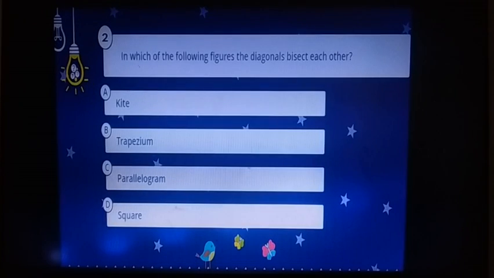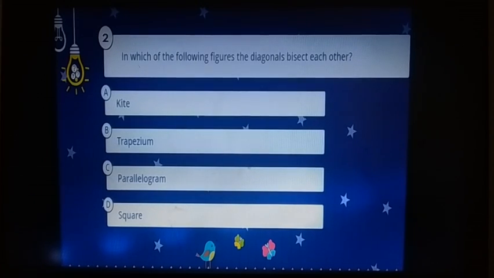Let us see the second question. In which of the following figures do the diagonals bisect each other? Option A, kite. Option B, trapezium. Option C, parallelogram. Option D, square.